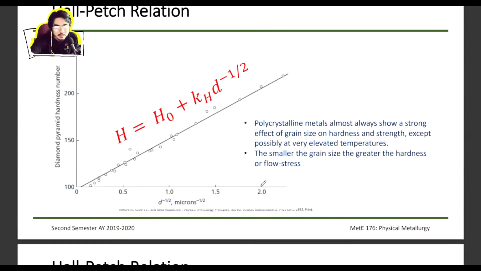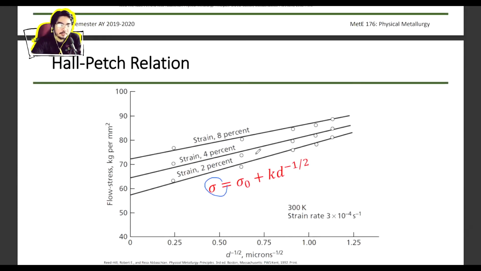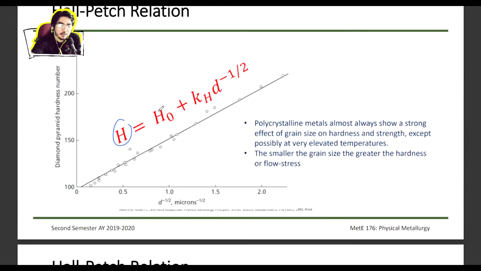So this is the last part of the lesson. This is the Hall-Petch relationship. The Hall-Petch relationship describes strength, usually in hardness, but it can also be in terms of yield strength, sigma. So the hardness is equal to a constant H naught plus a constant K multiplied by D raised to the power of negative 1/2, or this can also be K over the square root of D. So this is an empirical equation, brought about by the experiments of Hall and Petch.